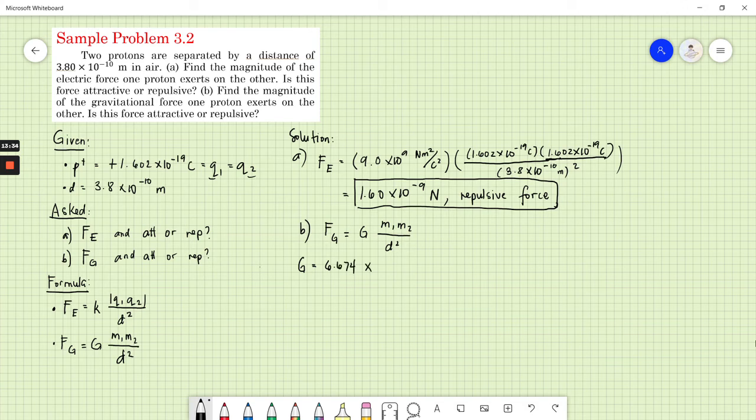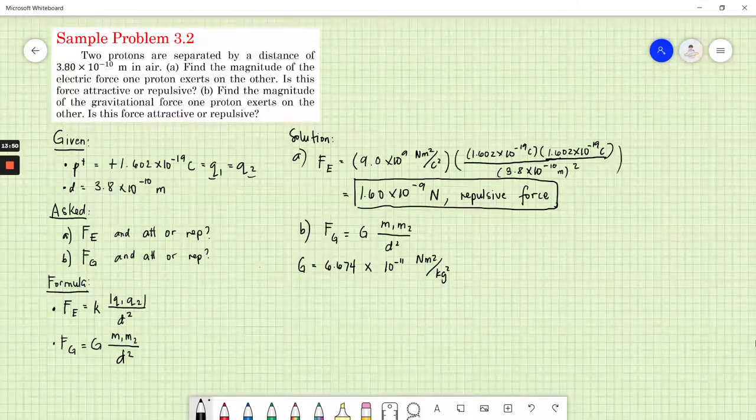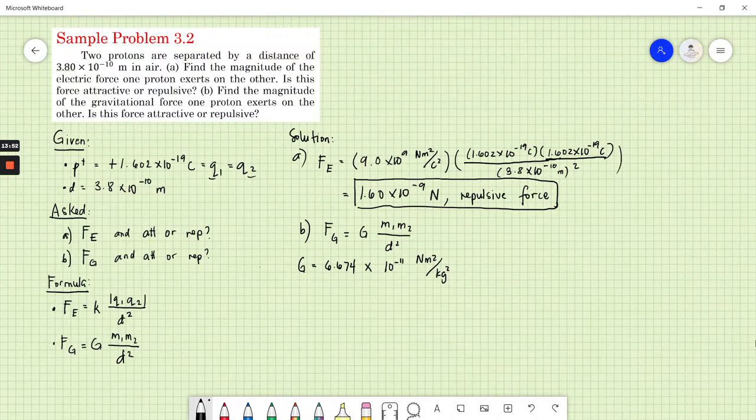This is always the value of G. This is constant, times 10 raised to negative 11. This is also Newton meter squared per kilogram squared. So instead of Coulomb squared, we are using kilogram squared because we are measuring mass. So right now, we are looking at mass. Okay. What we have to remember now is the mass of protons.